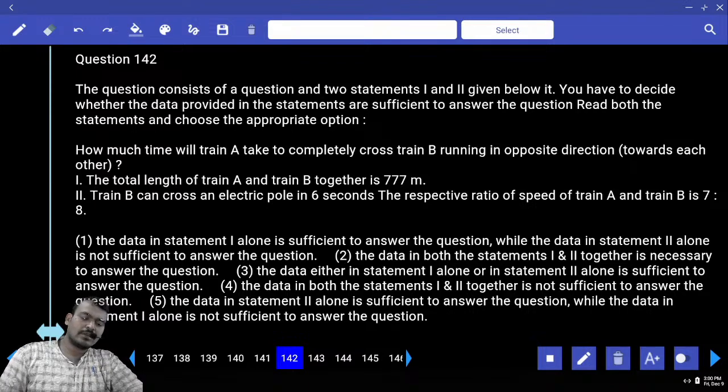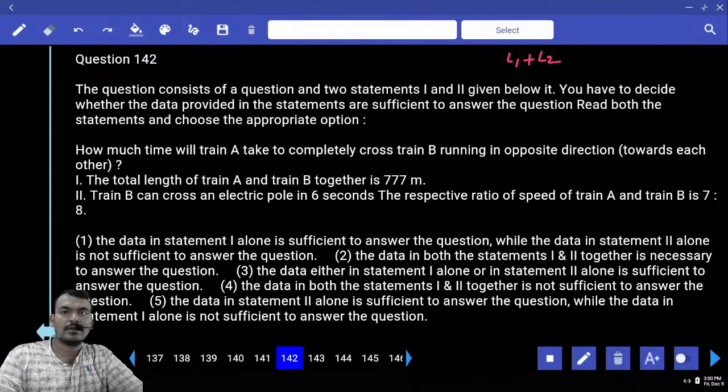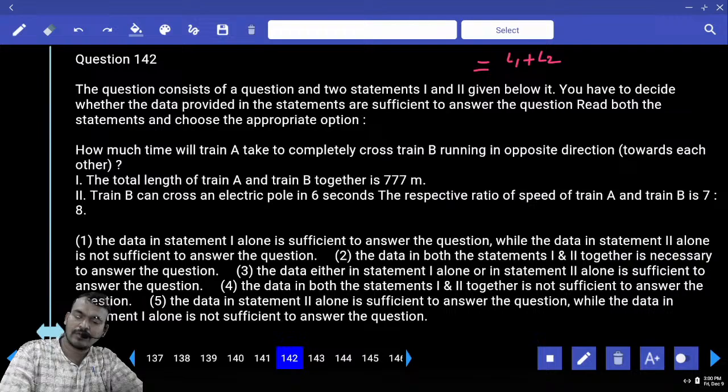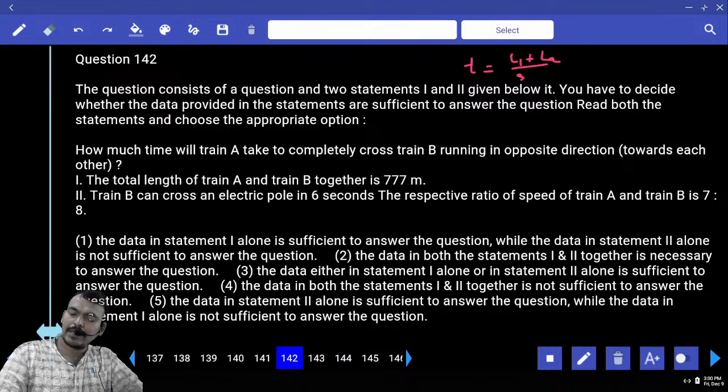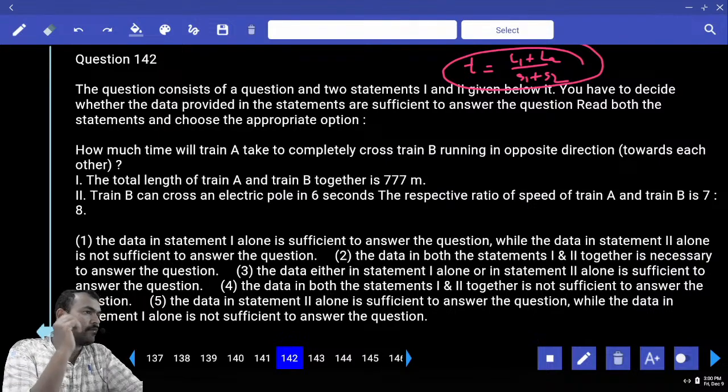Next question number 142. How much time does train A take to completely cross train B running in the opposite direction or the same direction? Opposite direction, towards each other. Opposite direction means we take the sum of the speeds or the difference of the speeds? Sum of the speeds, S1 plus S2. Here we require time, so we write (L1 plus L2) by (S1 plus S2). Yes or no? We require the time value. Time is nothing but distance by speed.